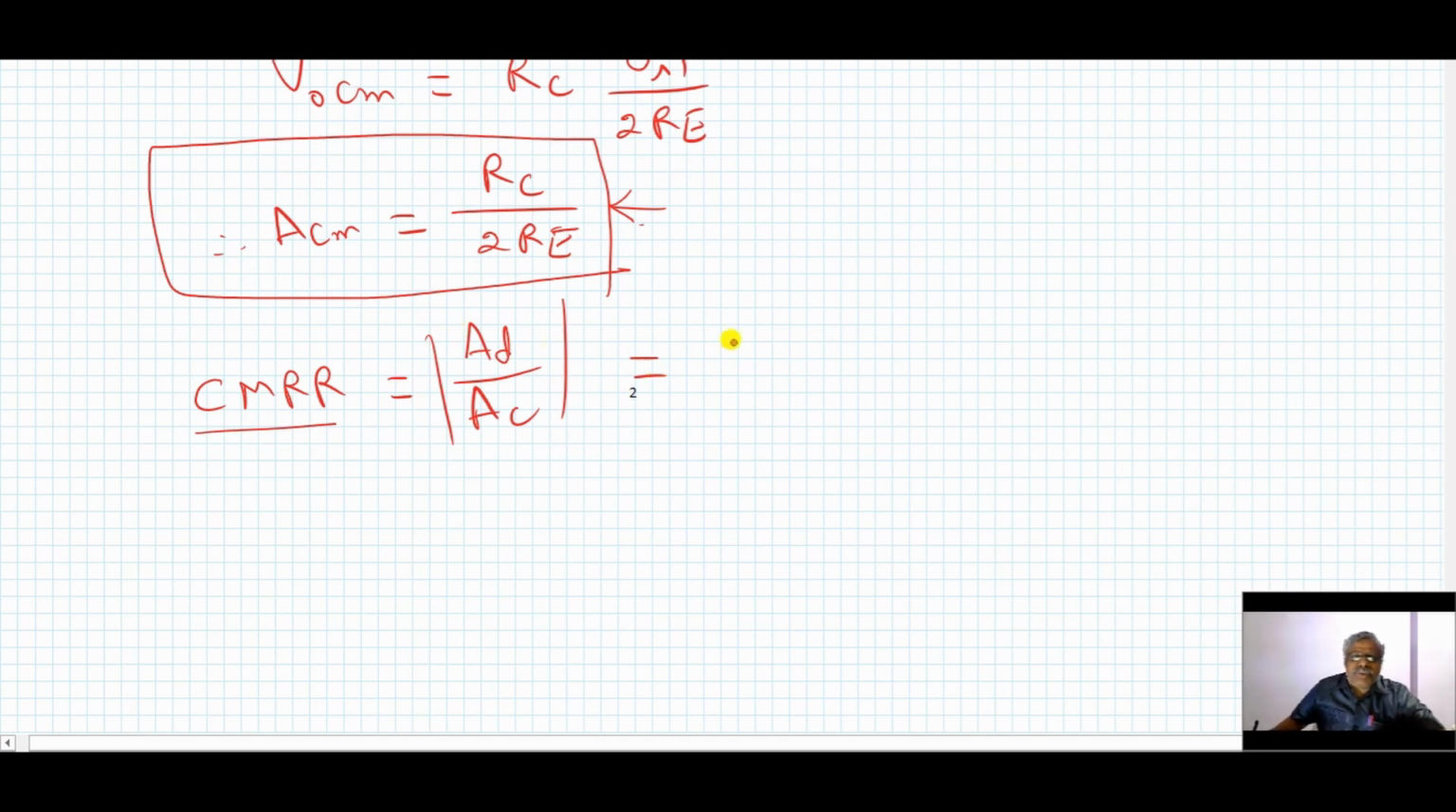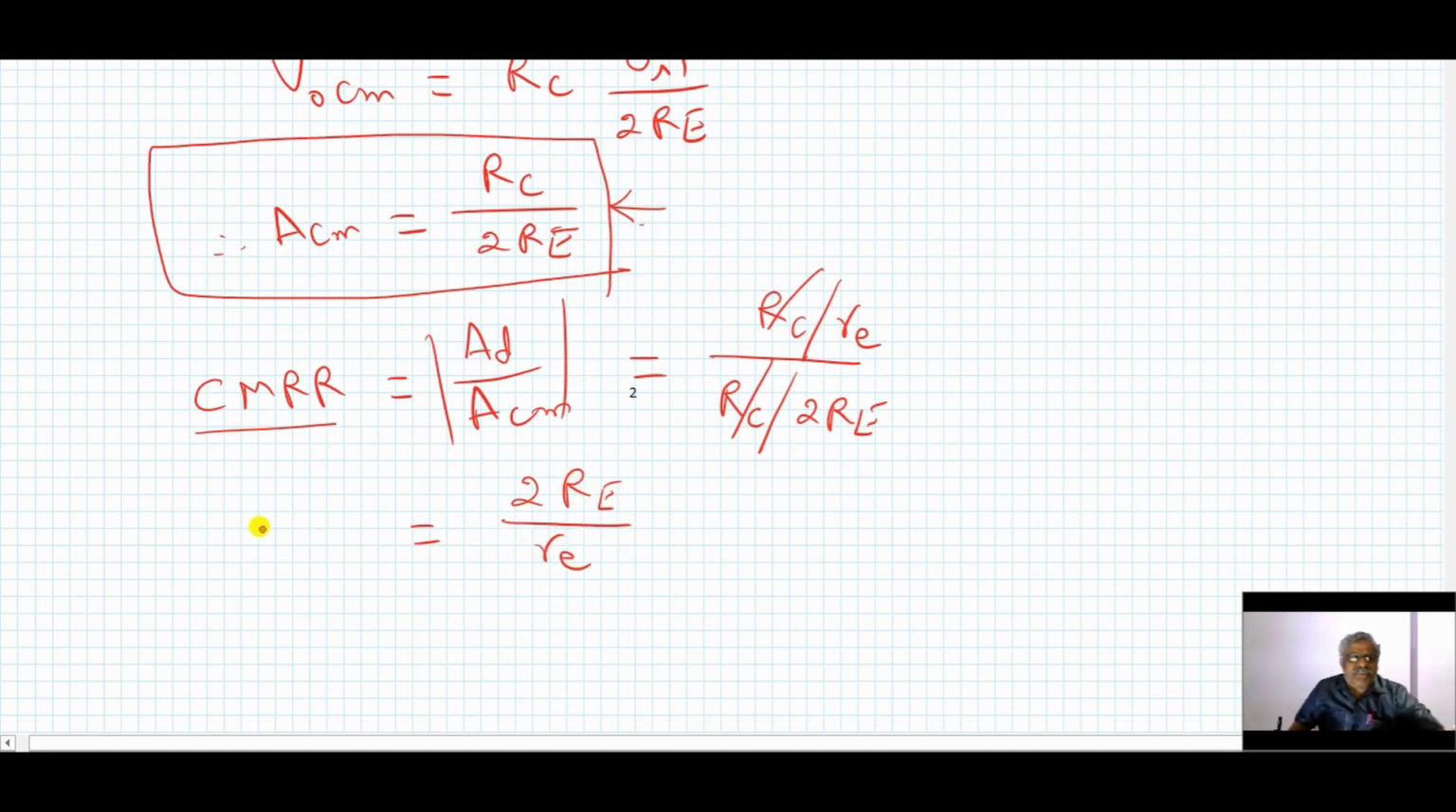So CMRR is equal to RC by small re divided by ACM, the common mode gain. ACM is given by RC by 2 capital RE. RC will cancel each other and this 2RE will go into the numerator. Therefore, CMRR will be equal to 2 capital RE divided by small re.